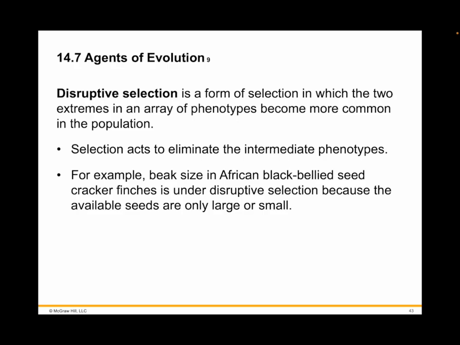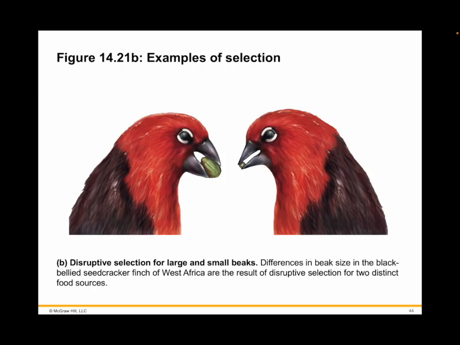Only large-beaked birds, like the one on the left in the figure, can open the tough shells of large seeds, and this is figure 14.21b on page 268. Whereas birds with the smallest beaks, like the one on the right, are more adept at handling small seeds. Birds with intermediate beaks are at a disadvantage with both seed types, unable to open large seeds and too clumsy to efficiently process small seeds. Consequently, selection acts to eliminate the intermediate phenotypes, partitioning the population into two distinct groups. There they are, with their seeds in their beaks.